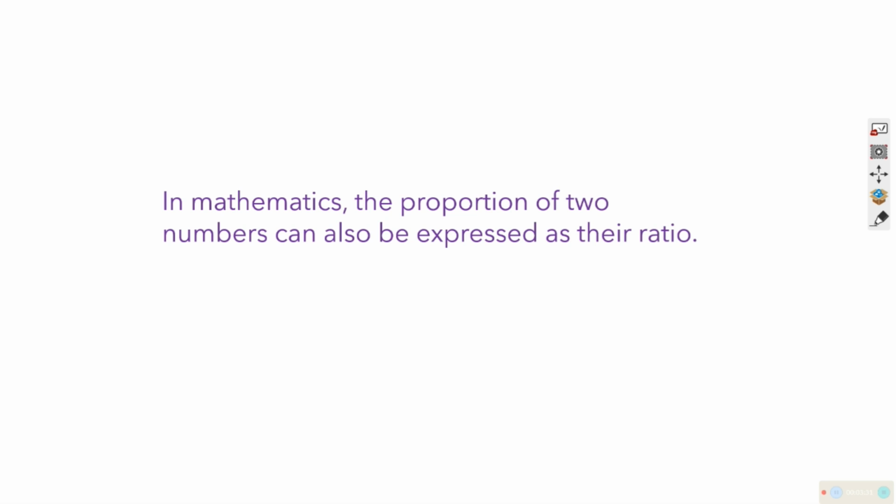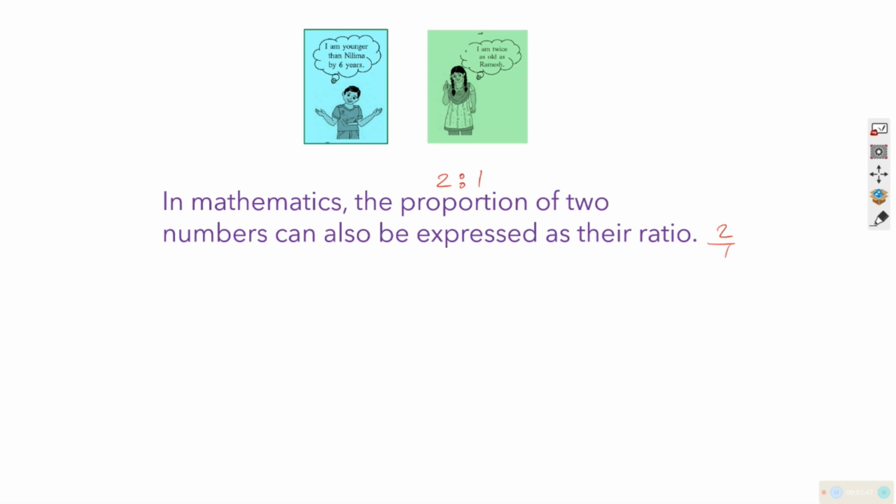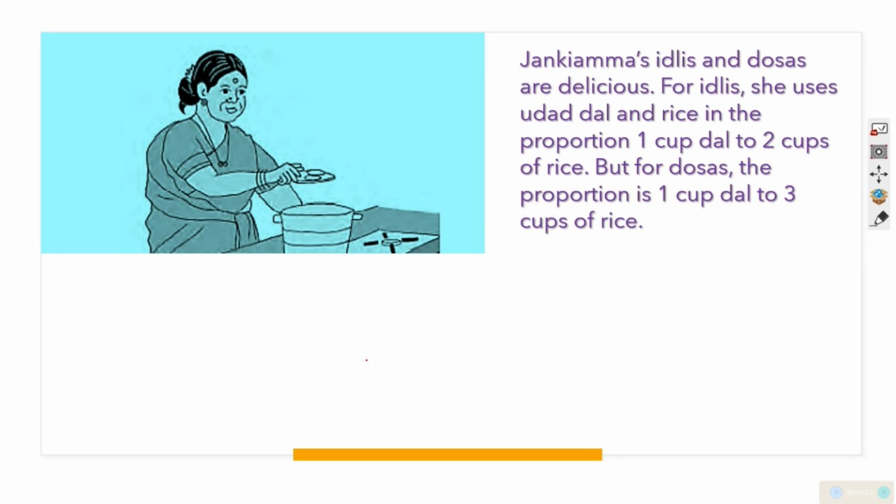In mathematics, the proportion of two numbers can also be expressed as their ratio. That is what I showed. The proportion is 2:1, ratio is 2/1. It happened in the case of our Ramesh and Nilima also. There are various other situations where you can use ratio and proportion.